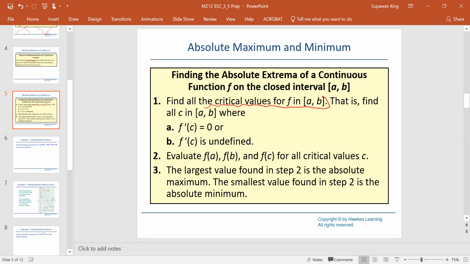Step 2, evaluate the function value at the two endpoints, f(a) and f(b), and the function value at all critical values c that you found from step 1. Step 3, the largest value found in step 2 is the absolute maximum. The smallest value found in step 2 is the absolute minimum.